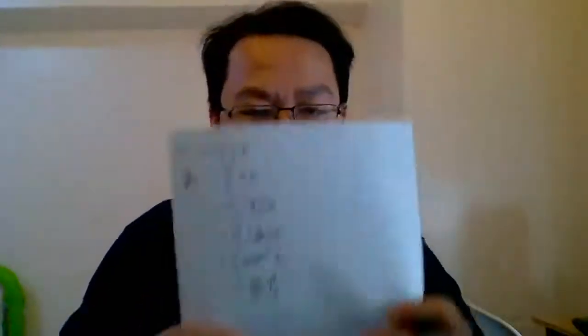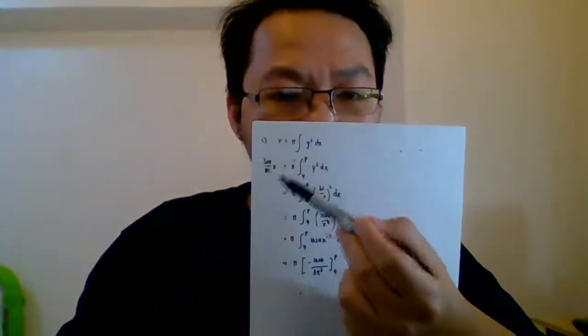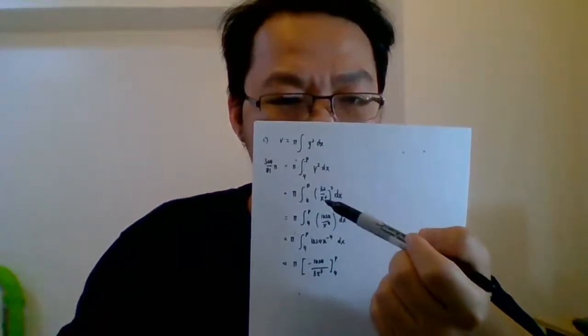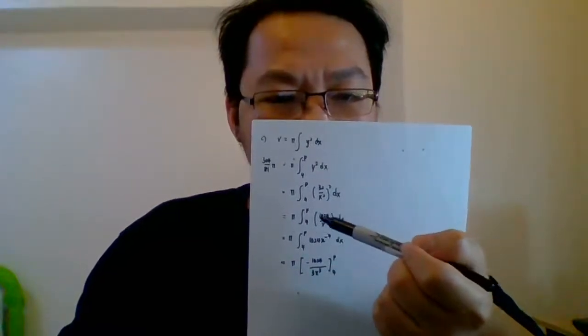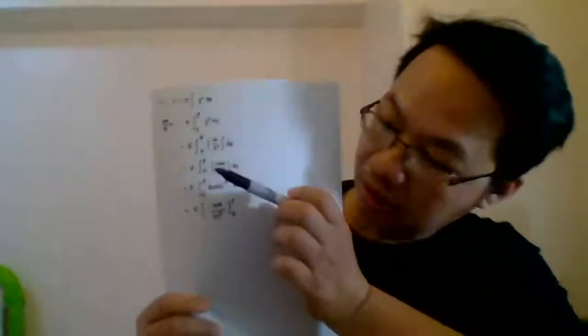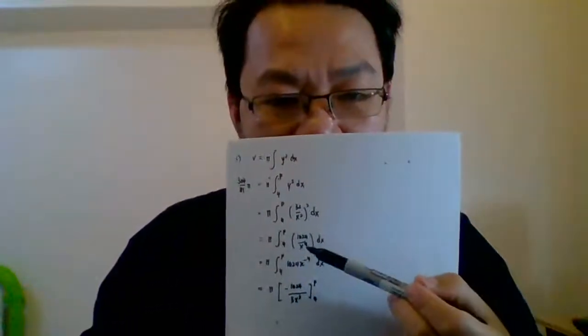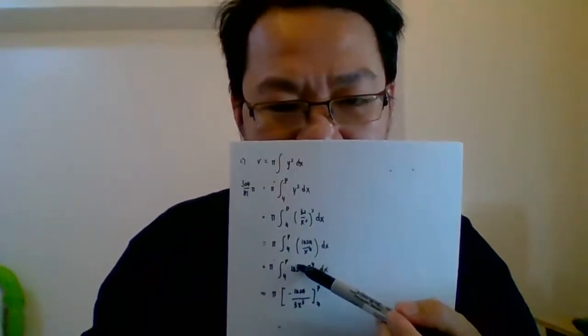Okay guys, so the volume is given. This is the formula. So just substitute the y equation with 32 over x squared. Don't forget to square. Then we expand: 1024 over x power 4. Okay, so we bring up the x power 4 on the top. It becomes like this. And then we do the normal integration.